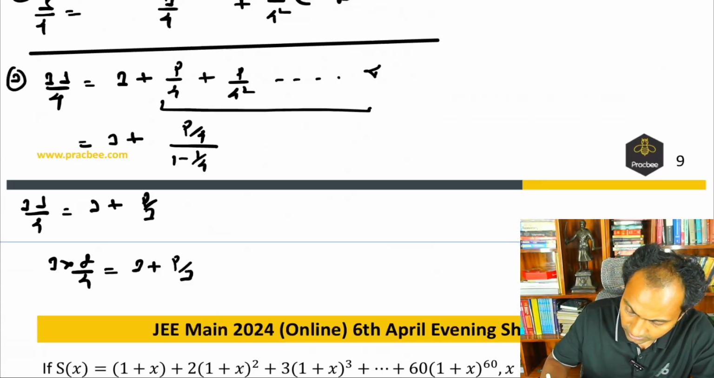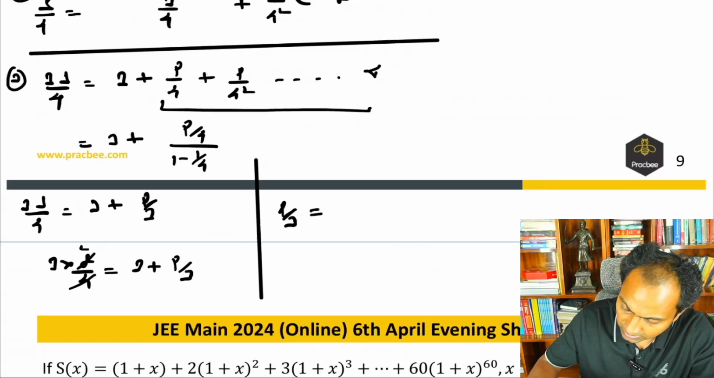This gets cancelled out. And from here, you can now get the value of p by 3. It will be equal to 6 minus 3, that becomes 3. So p comes out to be 9.